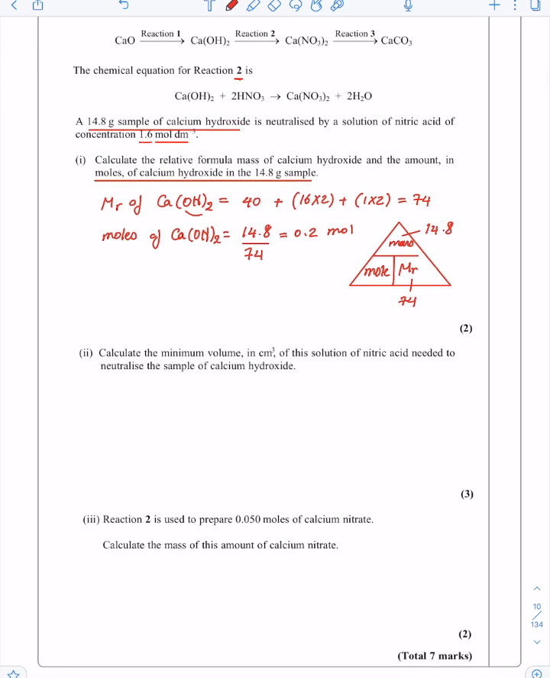Double I. Calculate the minimum volume in cubic centimeter of solution of nitric acid needed to neutralize this sample of calcium hydroxide. First, to be able to calculate the volume, I need the concentration and the moles. The law says that the concentration is equal to moles over volume in cubic decimeter.